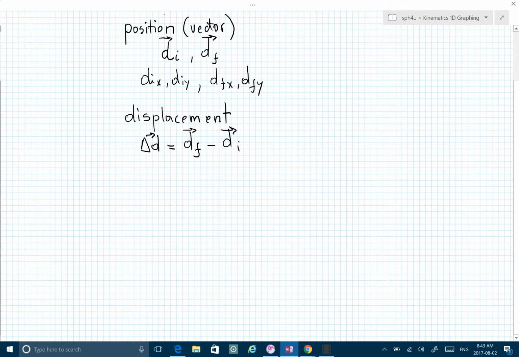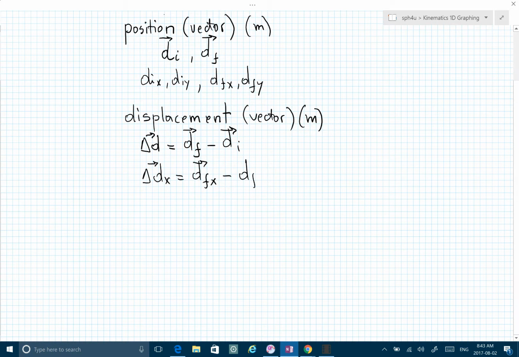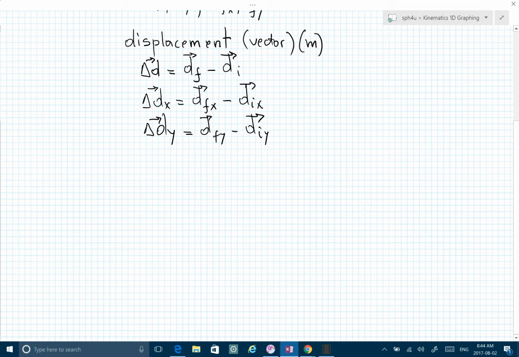In component form, again, this is a vector. And the units are meters, right? The SI units. In component form, we would write it as delta dx equals dfx minus dix, and delta dy equals dfy minus diy, right? And we move on. So we have distance traveled.